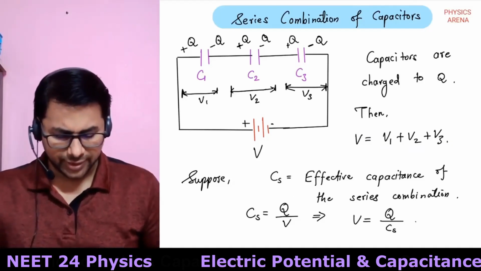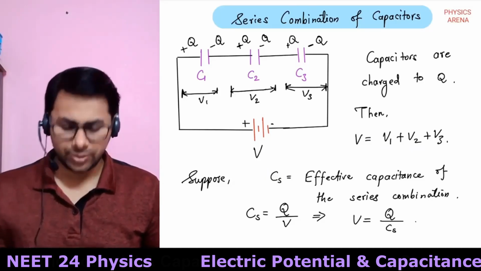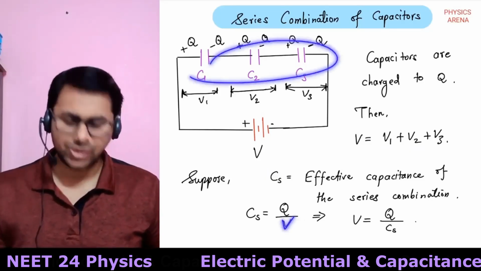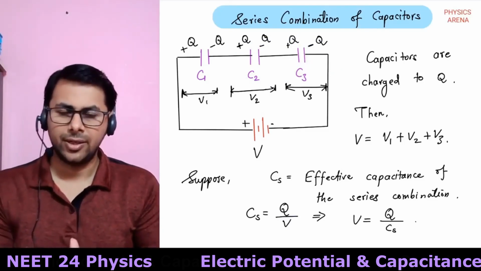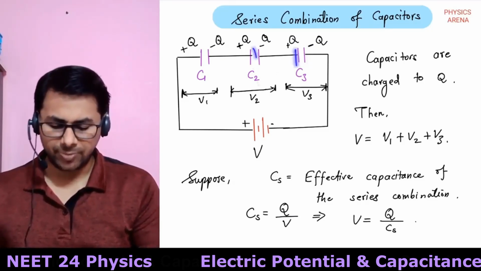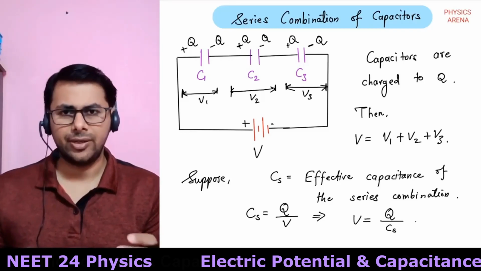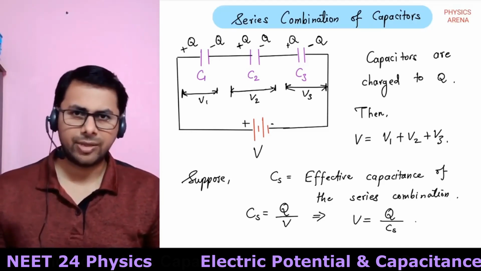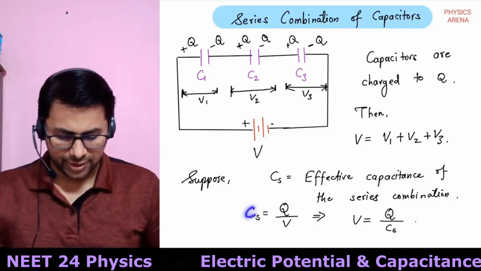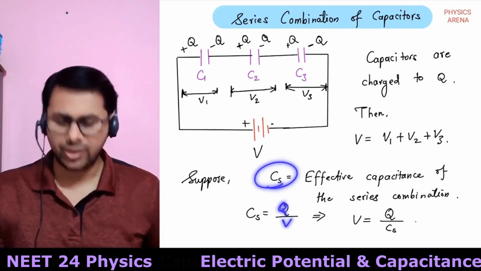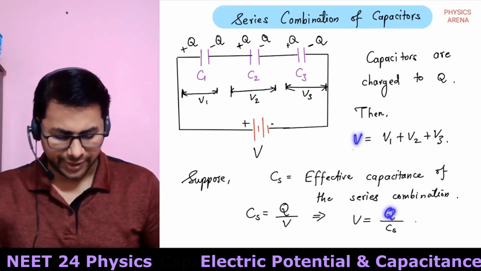And then you write the total capacitance of the series combination as CS. CS is equal to charge divided by potential difference. And we just saw that whatever charge is there on this plate, the same amount of charge will be there on all plates. So in series combination, charge on all capacitors would be equal. So CS, the total capacitance, is equal to Q upon V, right? So we can find V, it will be equal to Q upon CS.